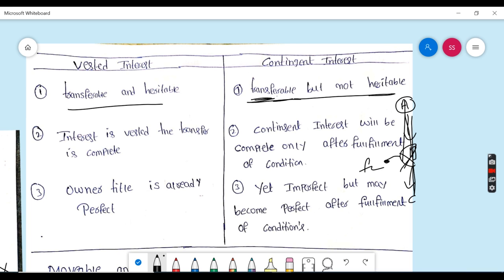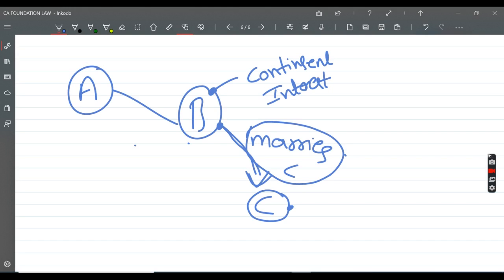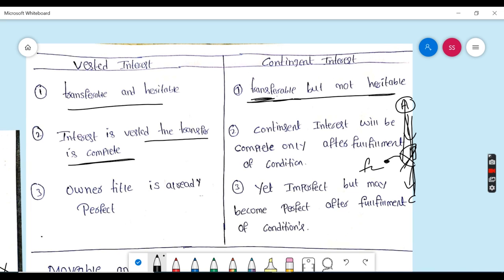Then, interest is vested when the transfer is completed. Interest is vested, the transfer is complete. So in our example, the son transferred the property to Raj. What did he transfer here? He transferred vested interest. As soon as he transferred the vested interest, the transfer is complete. But in contingent interest, it will complete only after fulfillment of the condition.